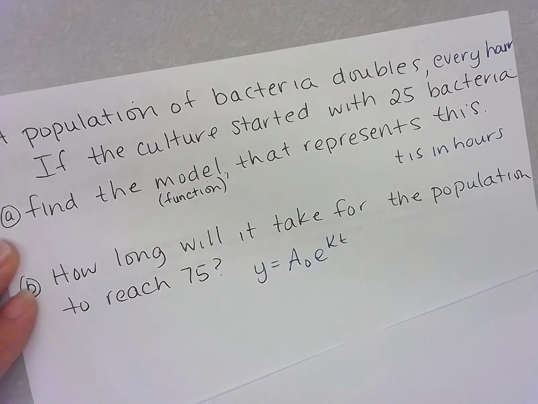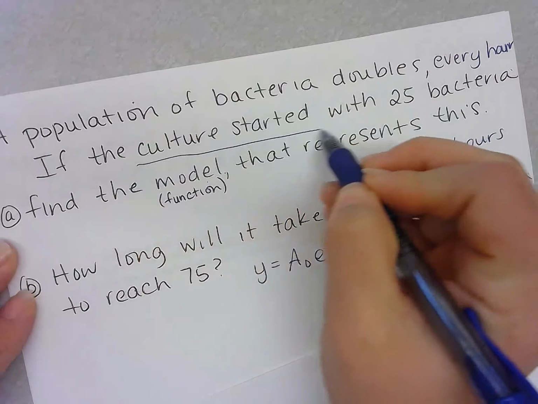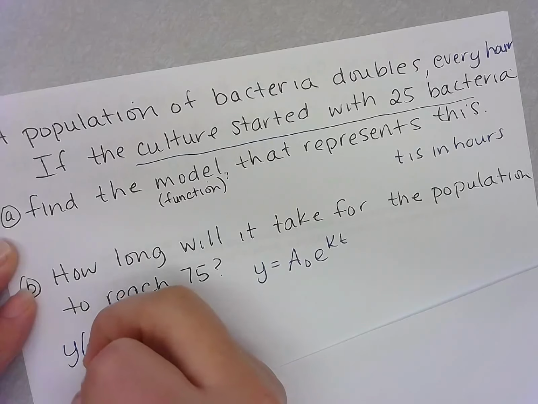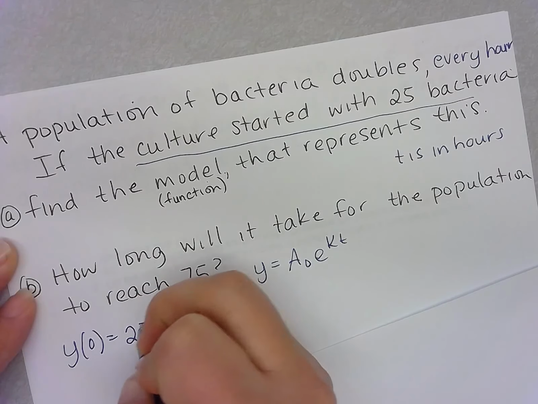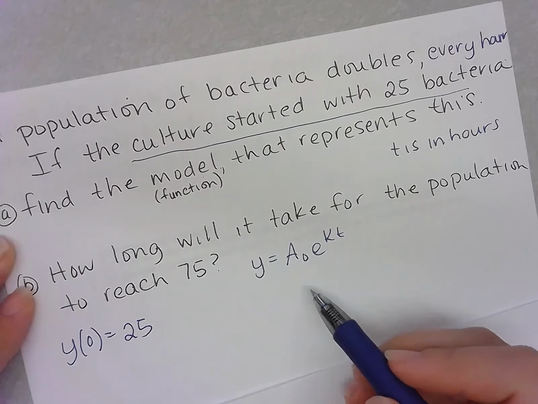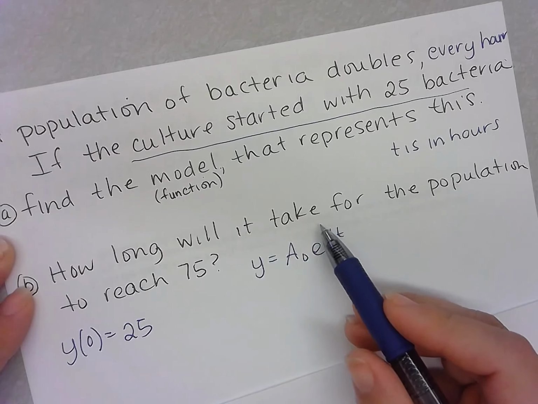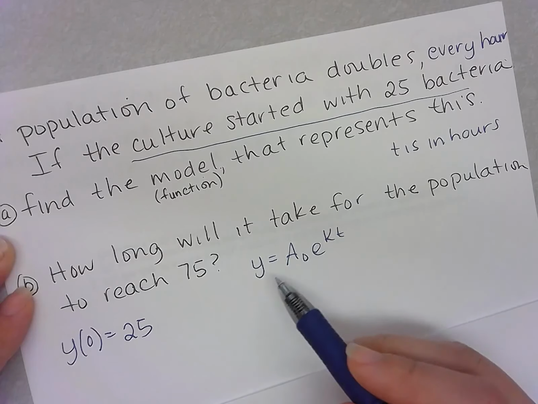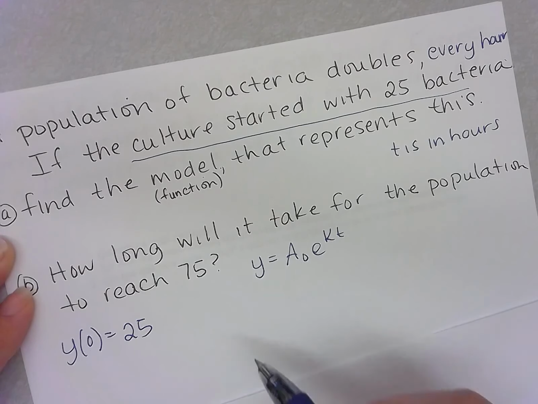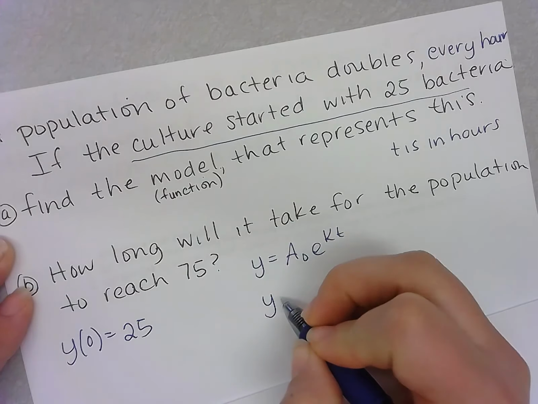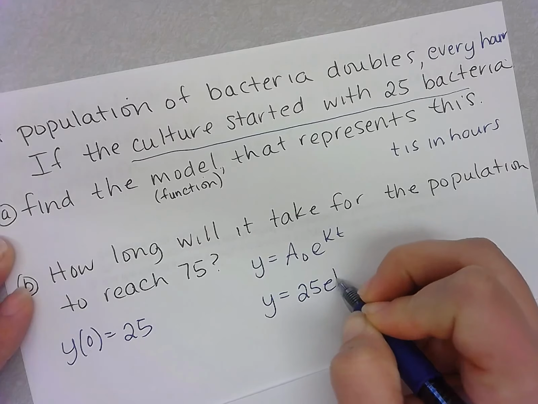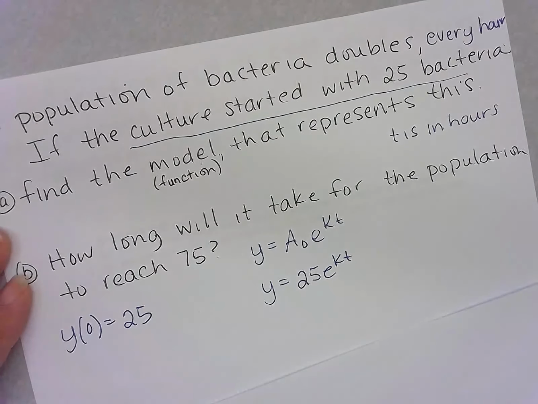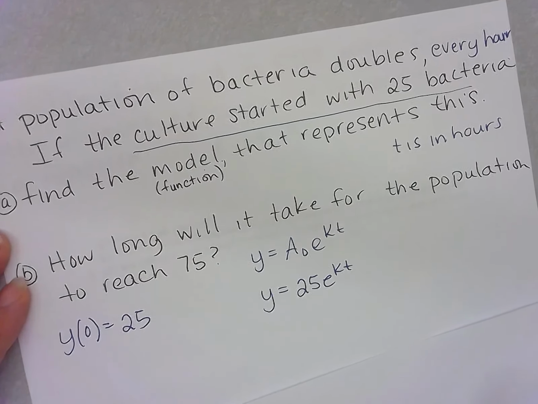So what this first part says, the culture starts with 25 bacteria, means that y of 0 is equal to 25. So that's going to give me a naught is 25, because if I plug in t as 0 here, it's going to take out this entire thing, it will become 1, and y is a naught. So that gives us our first piece of the equation, which is y is equal to 25 e to the kt. Now we want it to be a function of t, so the t is going to stay there, but we need to find what k is, and that is our doubling rate.